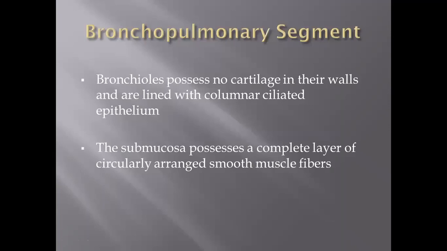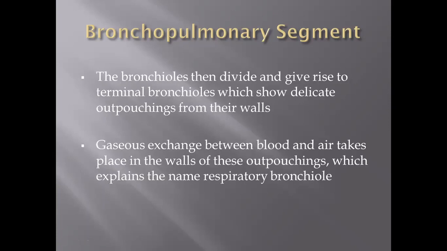Bronchopulmonary segment continuation. The bronchioles possess no cartilages in their walls and are lined with columnar ciliated epithelium. This is a respiratory epithelium. And as I have already described, bronchioles possess no cartilages, so cartilages are absent in bronchioles. The submucosa possesses a complete layer of circularly arranged smooth muscle fibers. So as you come down, the smooth muscle contribution is increasing and the cartilage part is decreasing.